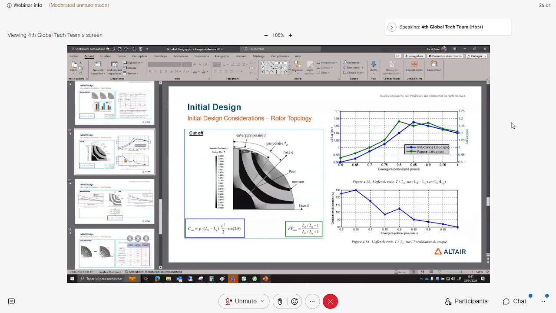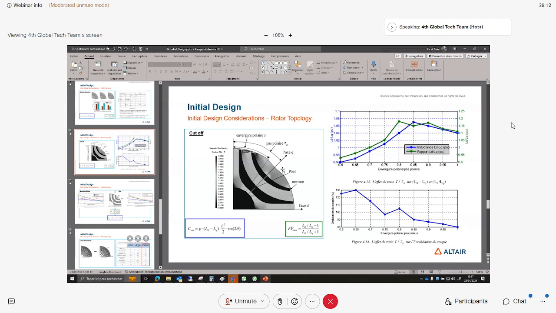Okay, so then there is another parameter which has an influence as well on the torque, the torque ripple, and the power factor. So once again, here in green we have the power factor. On the top in blue we have the torque, and on the bottom we have the torque ripple.